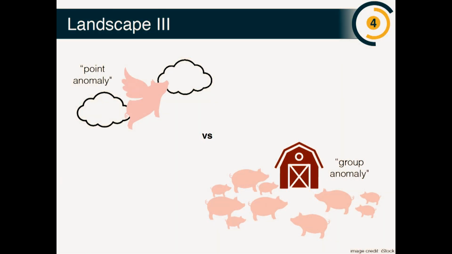But that usually doesn't happen. Usually it's a group anomaly where there might be, say, like in this picture here, instead of a flying pig, a few more pigs than usual at the barn, and I have to know the distribution of pigs to know it is weird, okay? And that's a much harder problem, but that's why it's an interesting problem.